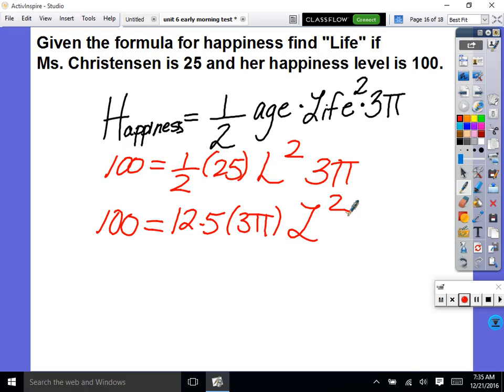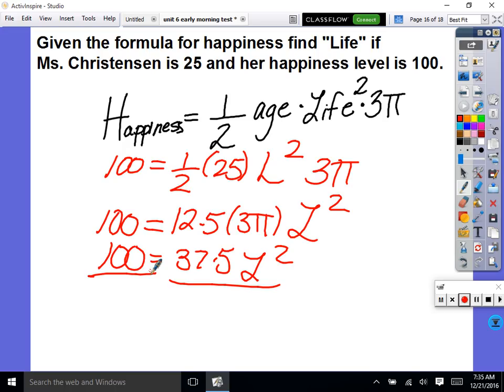So now what would I do? Type that in. Right now, give me a decimal. 37.5 life squared. So I'm trying to get life alone. So when I divide by, oh, it's okay. Somebody else got it? I got 1.2. Okay, 117.75. So now wouldn't we divide by that?